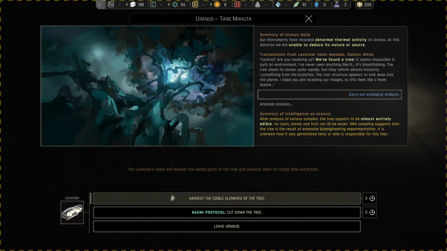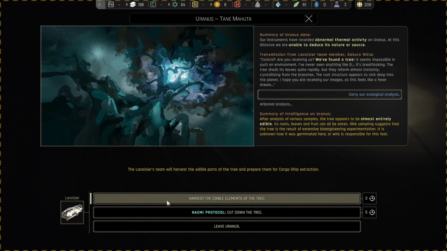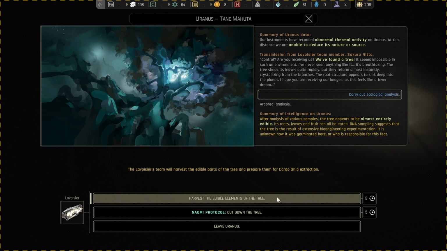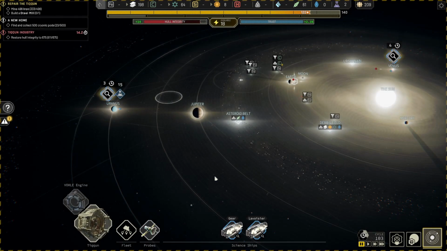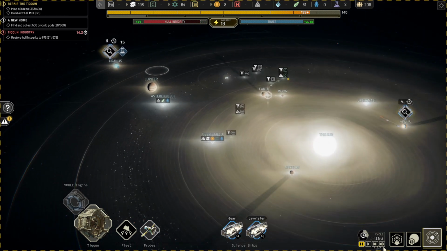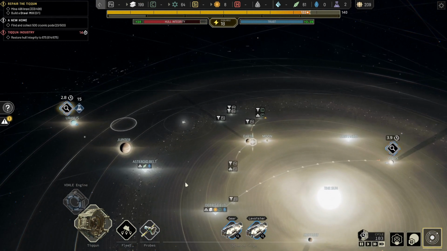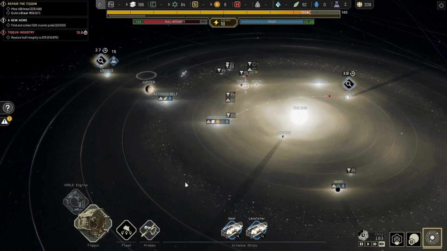So, interesting bits and bobs. We can harvest edible parts, and then Naomi Protocol is cut down the tree. So, let's go ahead and harvest what we can. And we'll blow it up, because we've got to blow something up. It's space, isn't it? It's what we do.